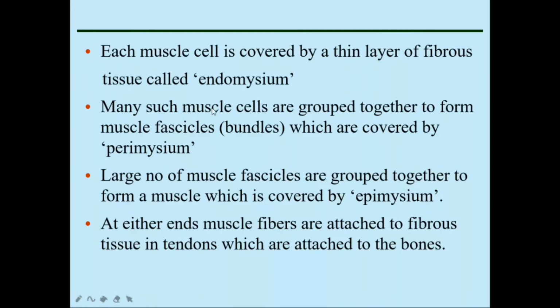and a large number of muscle fascicles are grouped together to form a muscle which is covered by epimysium. So there are three fibrous layers covering the muscular tissue. One is the endomysium covering the individual cell, then there is the perimysium covering the fascicles, and there is the epimysium covering the entire muscle. At either end, the muscle fibers are attached to fibrous tissue in the tendons, which are attached to the bones.